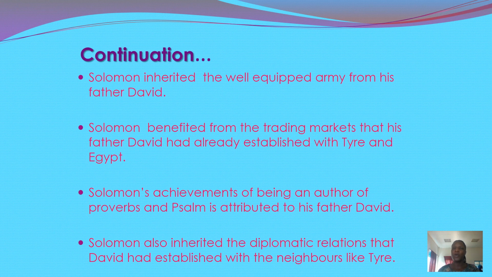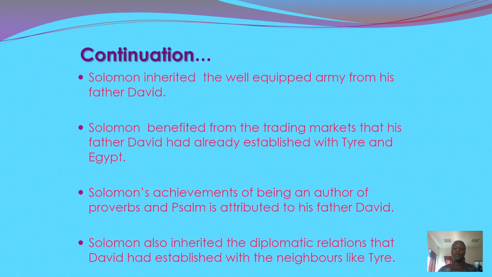The army was equipped and administered properly by his father David. It was loyal. So when he came in as king of Israel, the army loved him, served him, and helped him to go and fight his enemies. So this army is just an inheritance, which shows that Solomon reaped from what his father David had sown. The benefits of the trading markets that Solomon enjoyed: the trading markets were already established by David, his father, with Tyre and Egypt. So he found a smoothly run market economy.